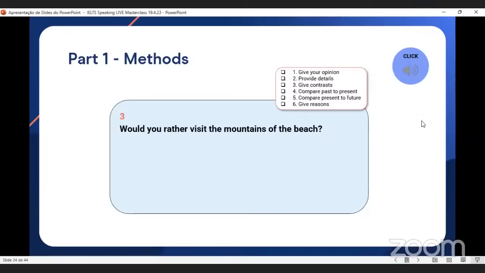Would you rather visit the mountains or the beach? Ooh, tough question. I really like both. I love both actually. But I think I'd go for the mountains because I really love the mountainous area and I grew up there. But now, living in a flat place, an urban area, I really miss that atmosphere and the proximity to forest and nature.